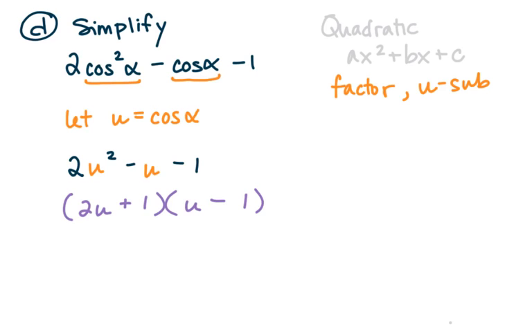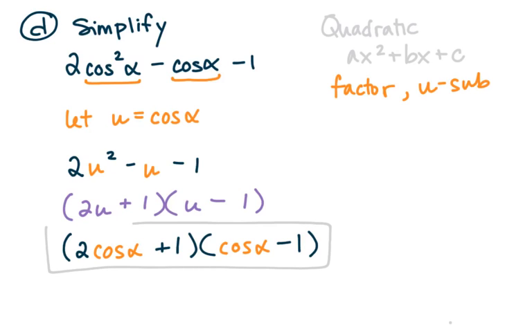All right, so I didn't start with U. I need to go back to alpha. So this is the same as 2, and U is equal to cosine alpha, so 2 cosine alpha plus 1 times cosine alpha minus 1. And this would be our final answer here. And you may say, well, that doesn't really look simpler. Well, it is if we had it in a rational expression and say there was a denominator here and we could reduce a factor out.